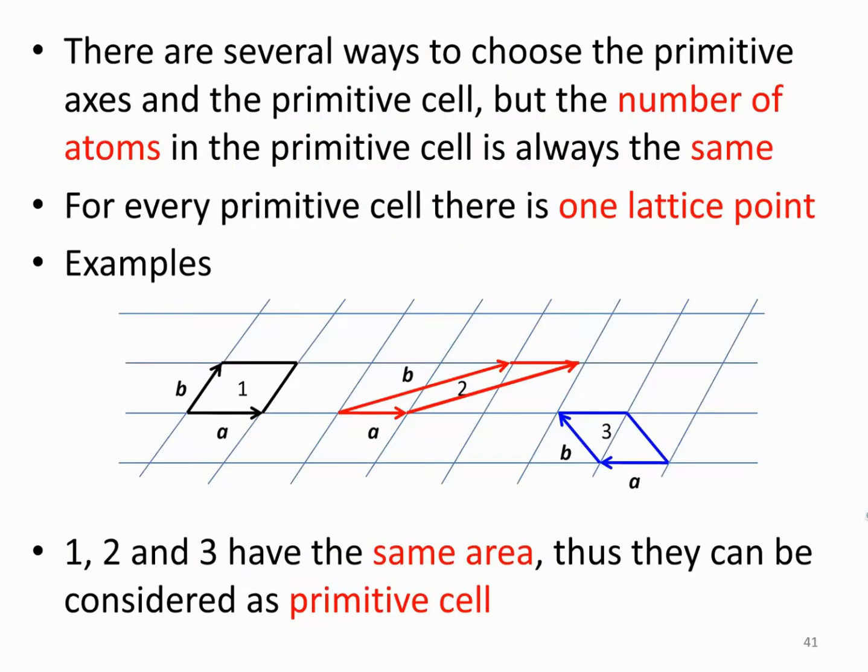Okay, so there are several ways to choose the primitive axis and the primitive cell, but the number of atoms in the primitive cell is always the same, which is 1. So for the primitive cell, there's always one lattice point, one basis. Okay, remember, it's a definition that you need to memorize. For primitive cell, there's only one lattice point and one basis. Okay, you're going to use this knowledge again in the later chapter.